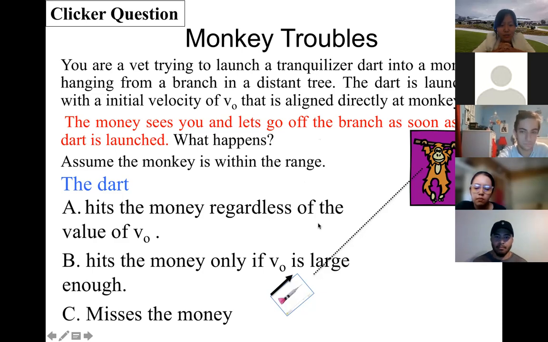Anybody would like to talk a little bit about the reasoning process? Whether the dart will hit the monkey or miss the monkey, or would it depend on the V0? Any thoughts?